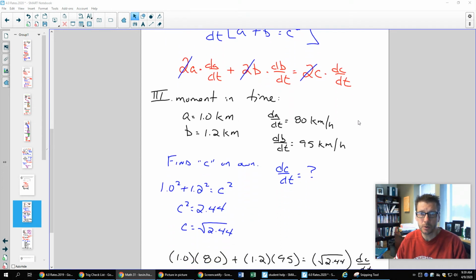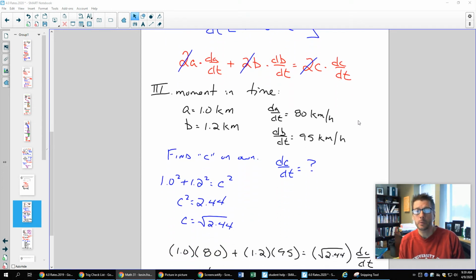So after we get our rates, we get our moment in time. We're given all kinds of information directly. A and B are directly given to us. dA/dt, which is the speed of the car, and dB/dt, the speed of the train, are given to us directly. But before we can solve the problem, we have to find how far apart the car and the train are. So we found that on our own. This says find C on your own.